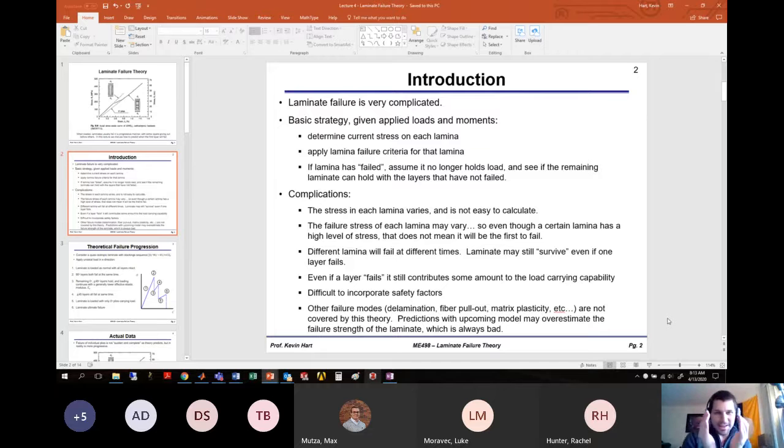So we really need to think about the limitations of this laminate theory based on the general strategy of, okay, we're going to calculate what the stress is in this layer, and if it exceeds this value, then it's dead. It's so much more complicated than that, even though we're going to boil it down to just this really simple concept and idea.